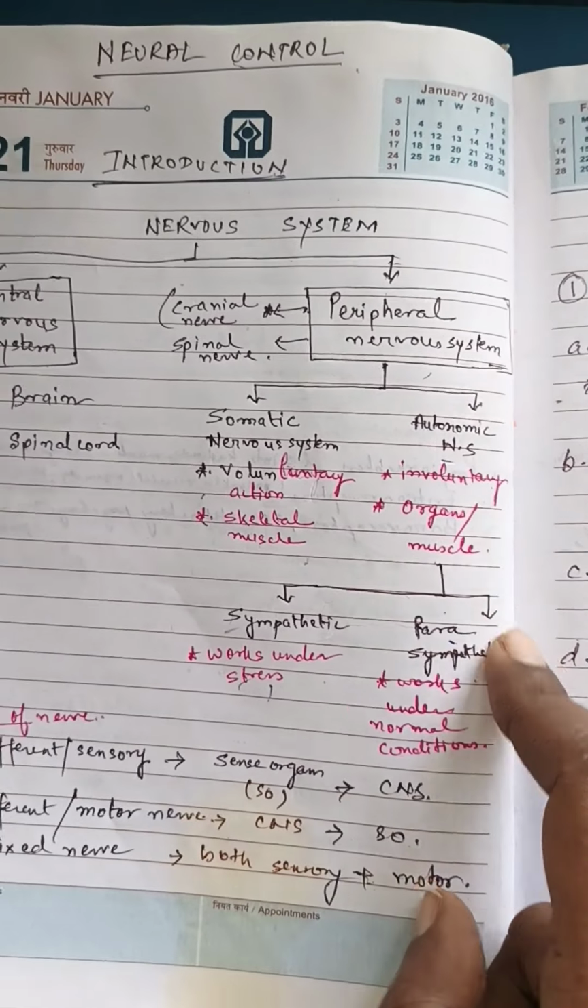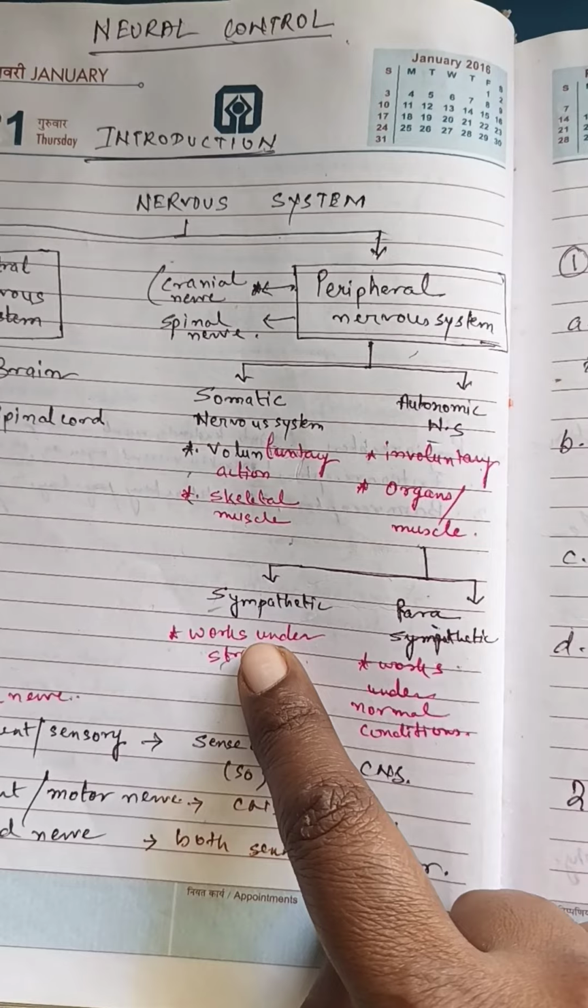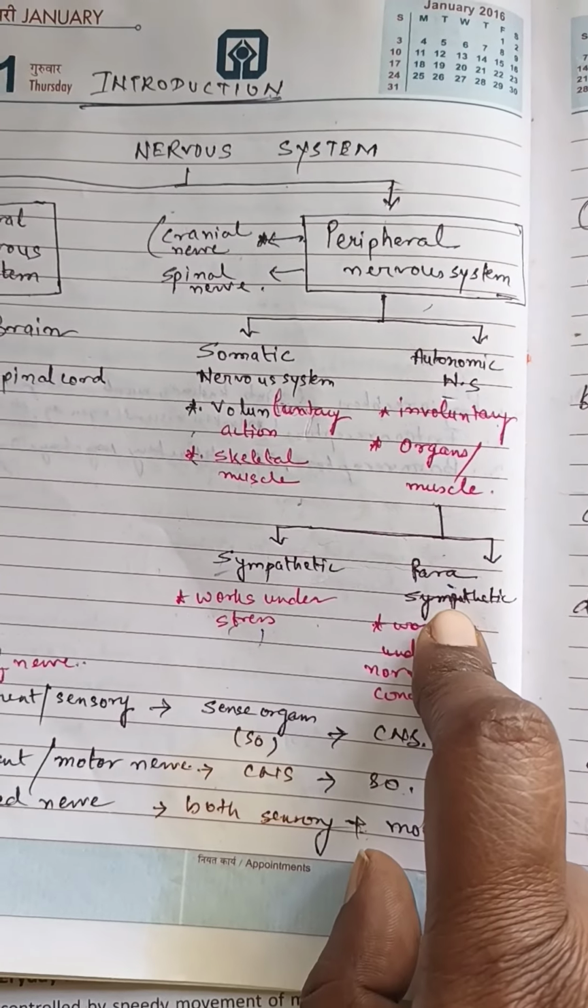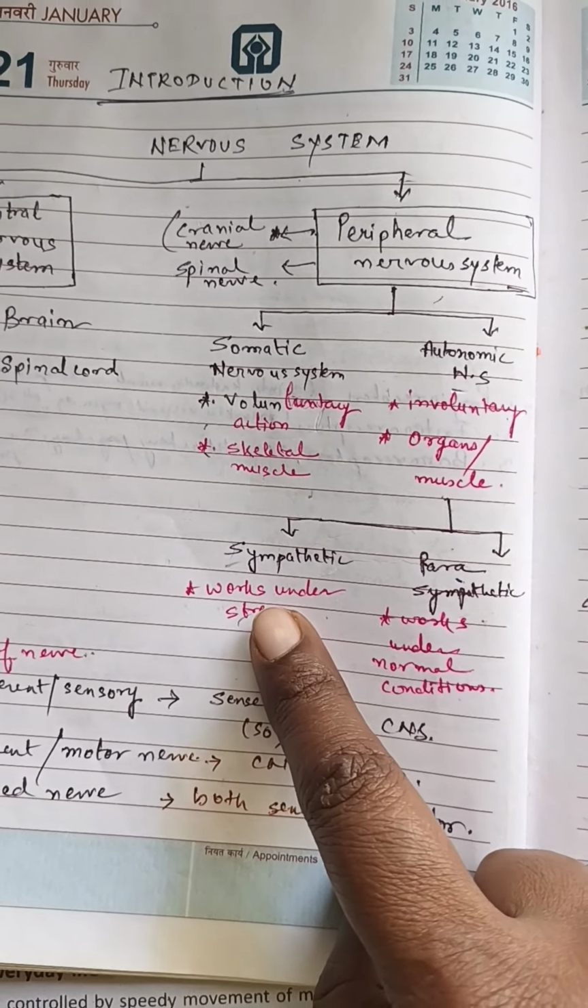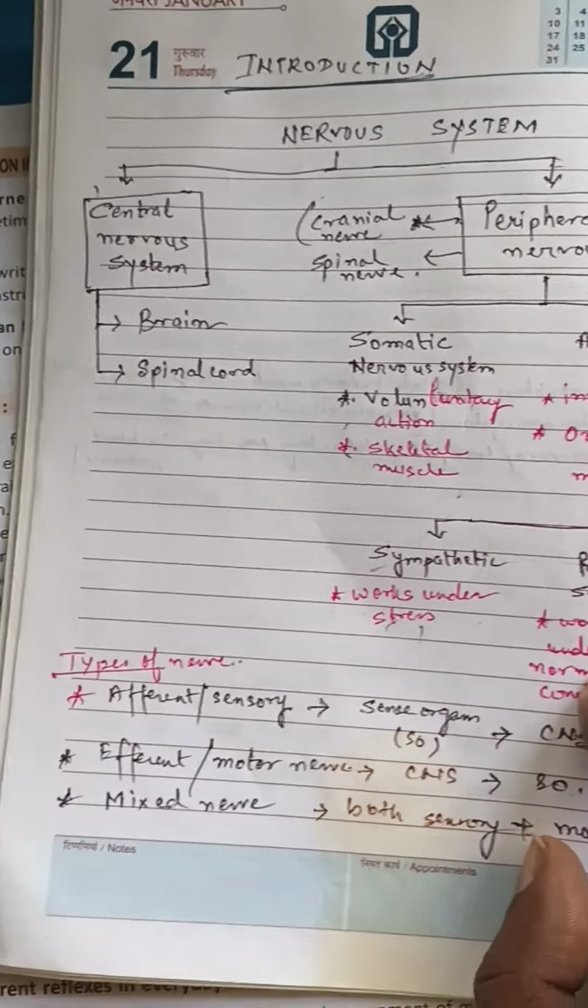This autonomic nervous system is broadly classified into two. One is called the sympathetic nervous system and the other the parasympathetic nervous system. The sympathetic nervous system works under stress, and the parasympathetic nervous system works under normal conditions.